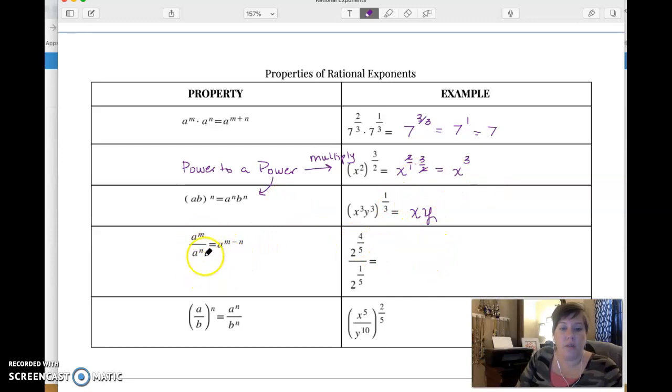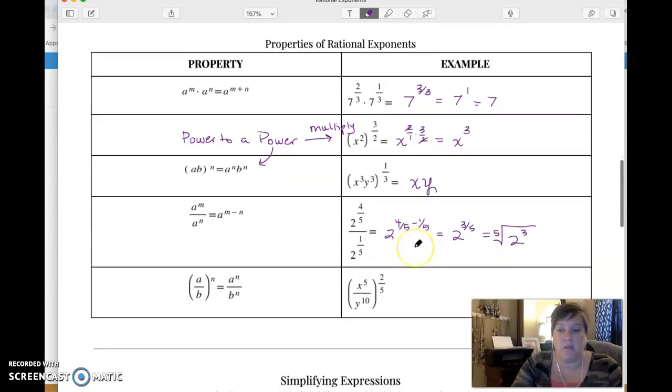For the quotient rule, we divide exponents with like bases using subtraction. So we would subtract the exponents. In the example here, we have a 2, and then I would subtract the exponents of 4/5 and 1/5 up in the exponent. So 4/5 take away 1/5 is going to be 2 to the 3 over 5. And then you could even take that further and write that as a radical. So we would have a 5th root of 2 to the 3rd power. That's as simplified as that one's going to be.